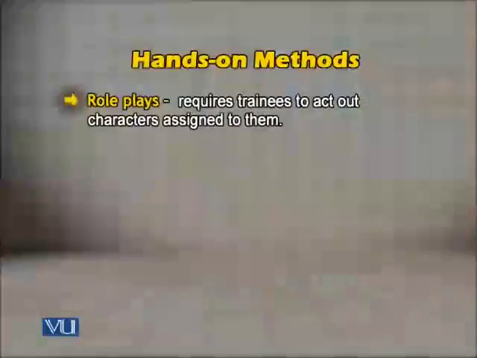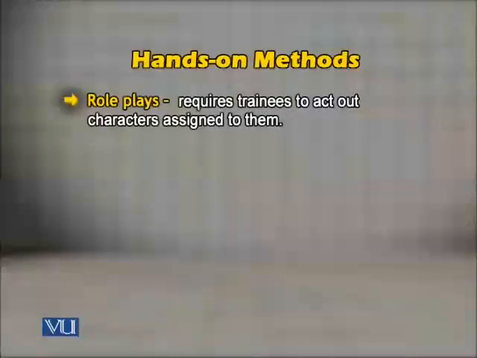All right, so this was the discussion about business games. Now we are going to talk about another hands-on method, which is called role plays. Role plays, you must be knowing already that it means that you are going to act on somebody's role. So role plays require the trainees to act out characters assigned to them.